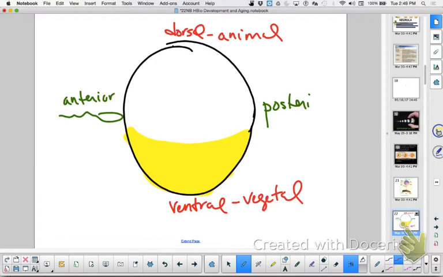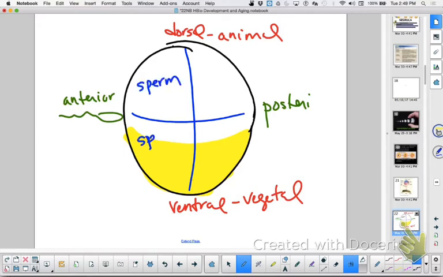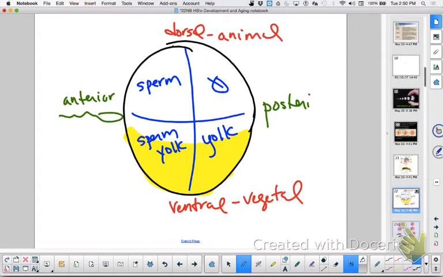As a result of this, you already have four quadrants right here in that initial fertilized egg. Because this one right here has only sperm. This has sperm and yolk. This just has yolk. What does this have? Nada. So it's already a little bit different. So when you start to do cleavage and divide into cells, the chemicals in them are slightly different.